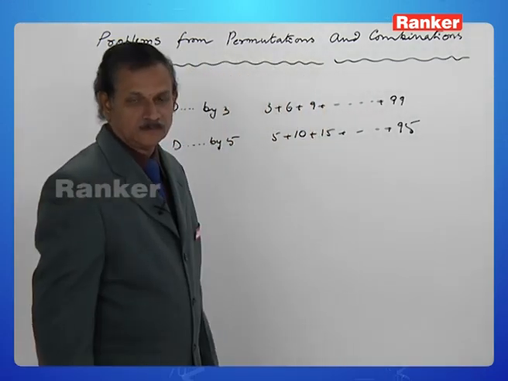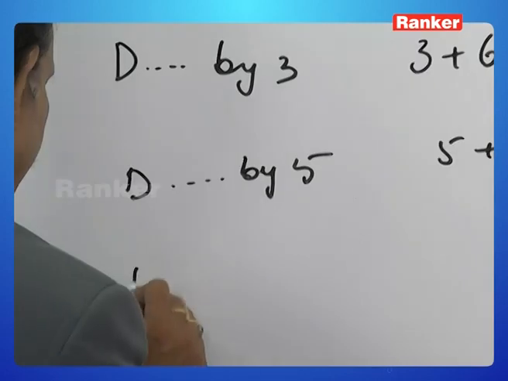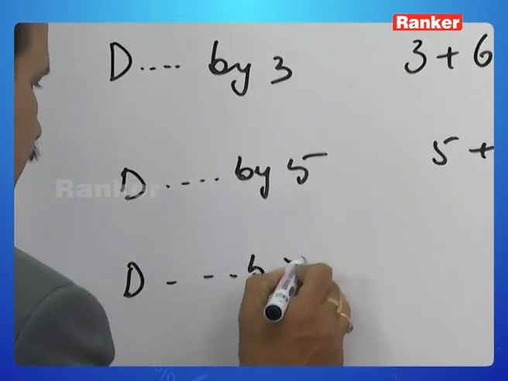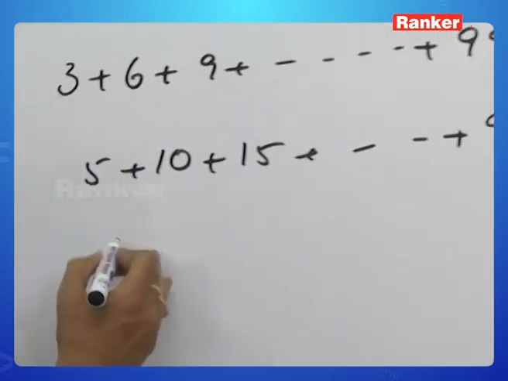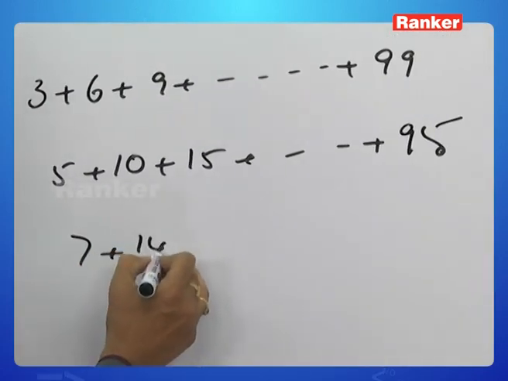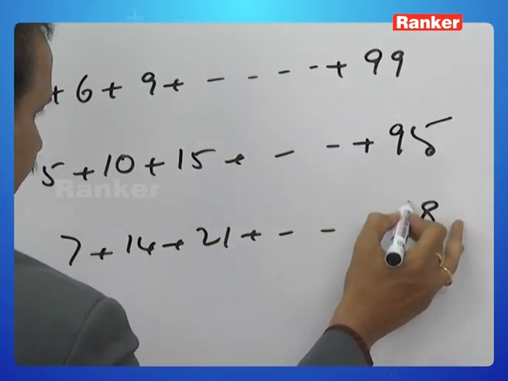The third one, those divisible by 7. How many are they in number? Divisible by 7. What are they? 7 plus 14 plus 21 and so on, up to 98.